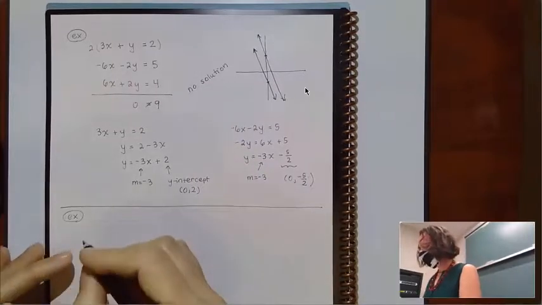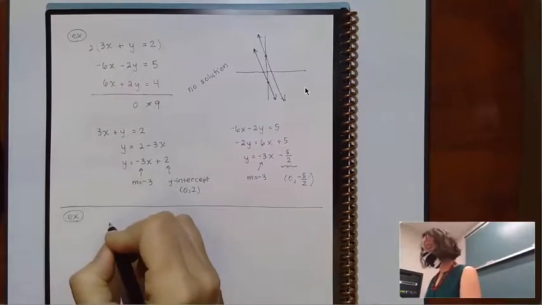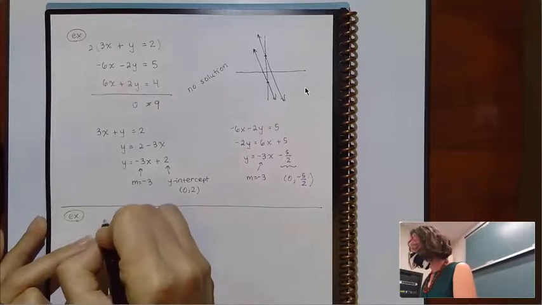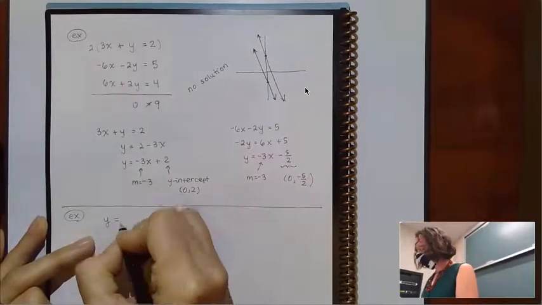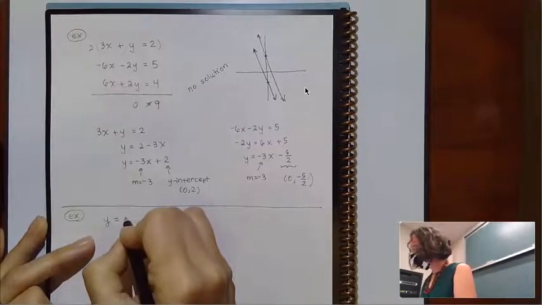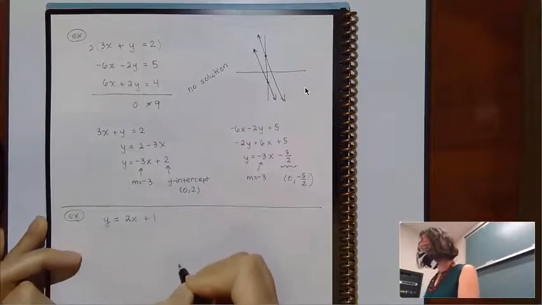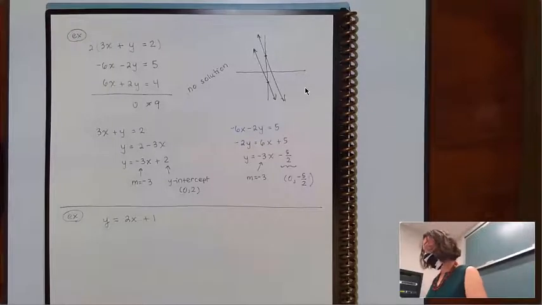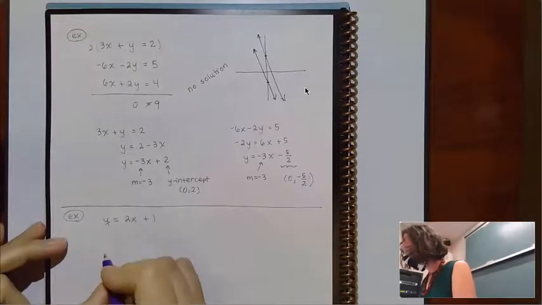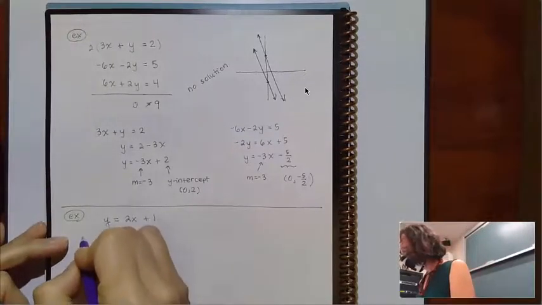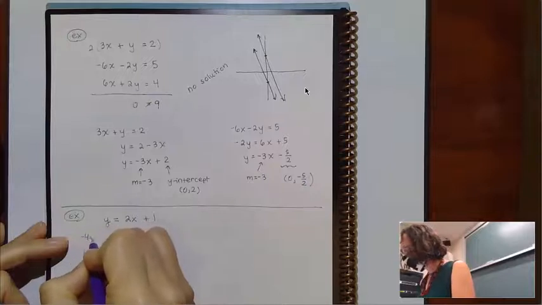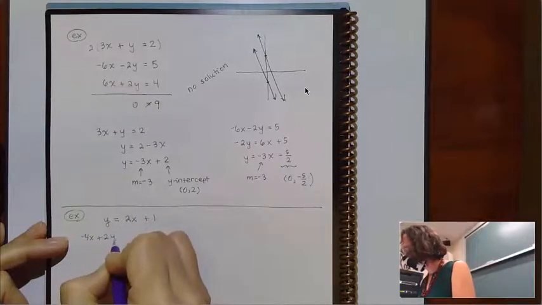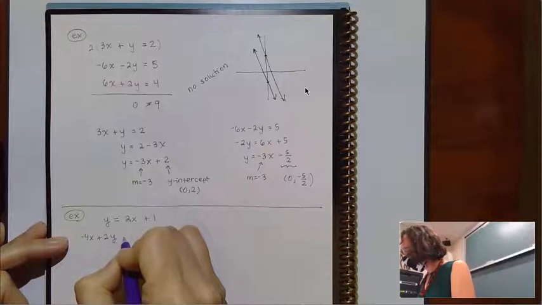is I'm going to be nice to myself and keep things pretty easy. I'm going to say y is equal to 2x plus 1. My second equation is going to be negative 4x plus 2y is equal to 2.